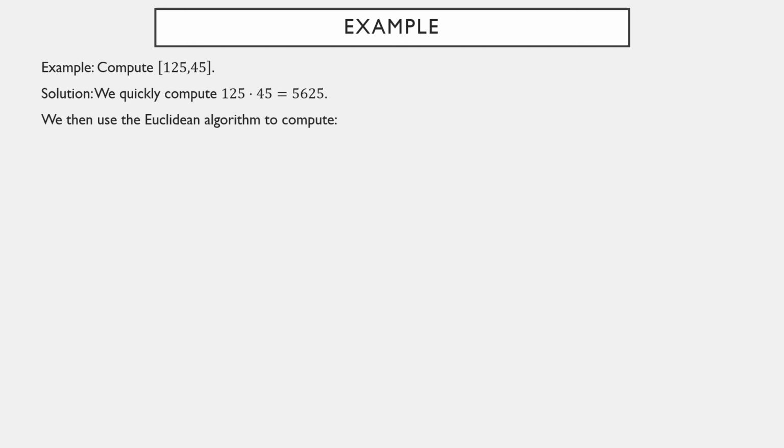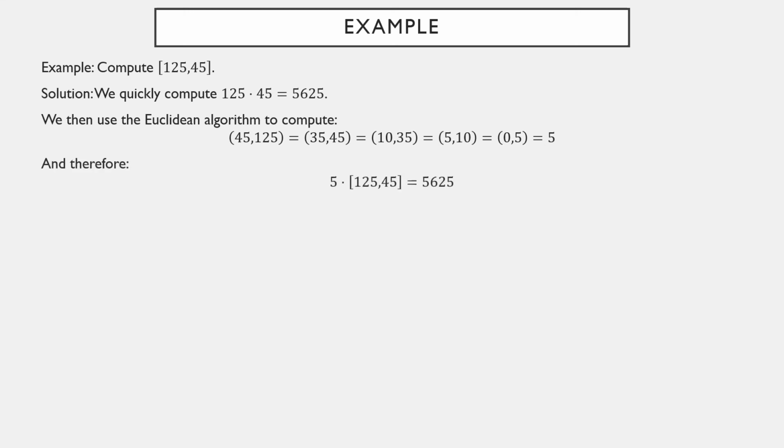Here's an example of how that's useful to us. Compute the least common multiple of 125 and 45. Well, the product is easy enough. We just hack that out. The Euclidean algorithm allows us to quickly compute that the greatest common factor of the two numbers is 5. And therefore, 5 times the LCM is the product 5625. Divide both sides by 5 and we're done. The least common multiple of 125 and 45 is 1125.